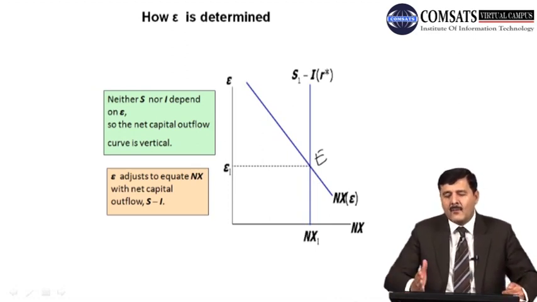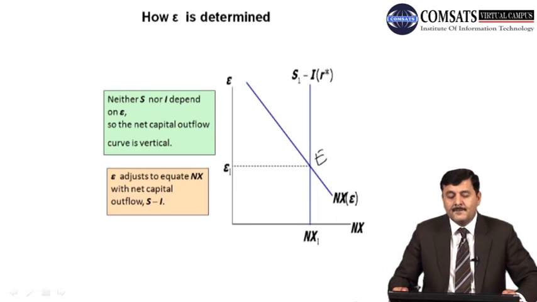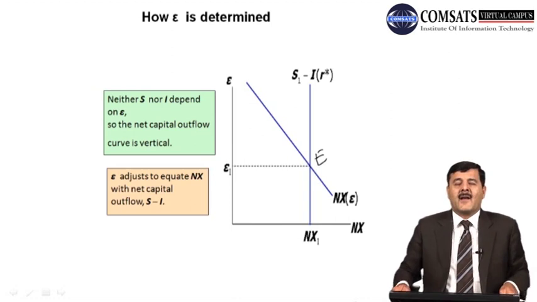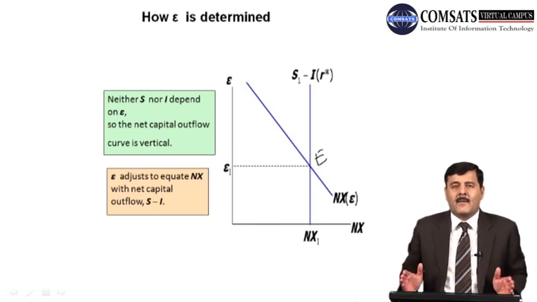So we assume that we have a vertical net capital outflow curve, and then the real exchange rate E adjusts the net exports when the net capital outflow S minus I. So we have a negatively sloped net exports curve. As we said, in this exchange rate market we have two sides.